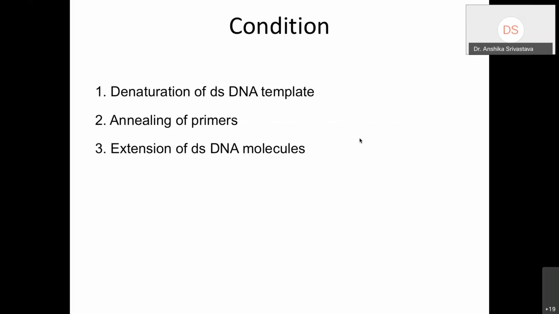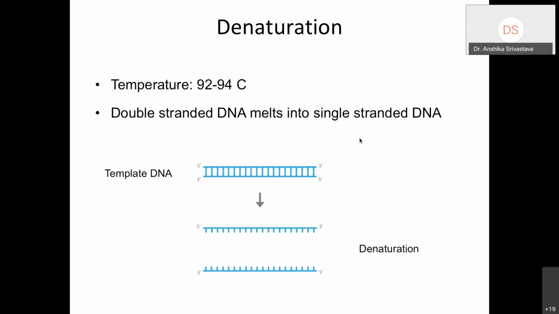What are the conditions? Denaturation is the first step of the double-stranded DNA template, then annealing of primers, and extension of double-stranded DNA molecules. So what is denaturation? The denaturation temperature is 92 to 94 degrees Celsius. You can see in this diagram that this is a double helix, and at 92 to 94 degrees Celsius, this becomes single-stranded DNA. This process is called the denaturation step.